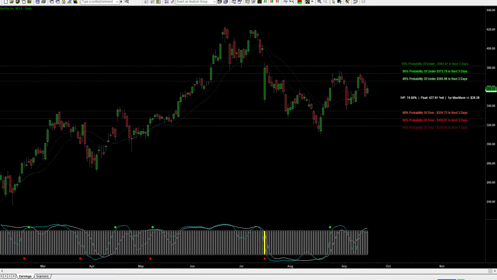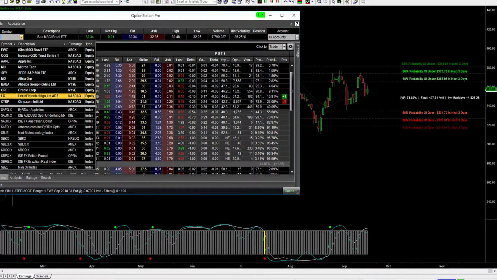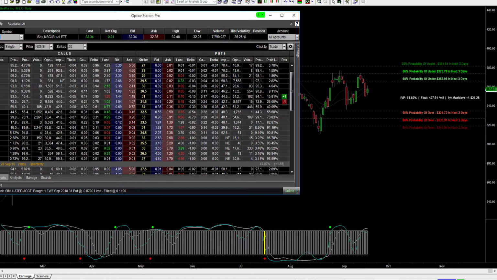All right, next one we're going to be looking at is Netflix, NFLX. Netflix does not report earnings. There's no catalyst that we're expecting, but they do have a decently high IVP at 74%, meaning that over the last year, implied volatility has been 74% lower than it is right now. So we're going to look to capitalize on that. I don't see any directional indication, so we're going to be looking to do an iron condor on this play. So we'll pull up our options chain here, and we'll bring it up to Netflix.